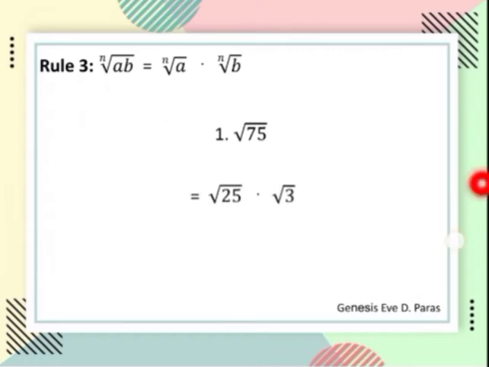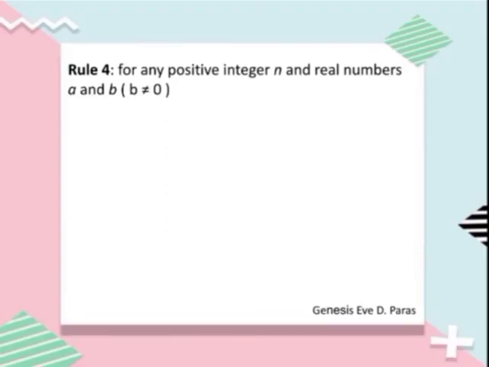Dahil perfect square ang 25, pwede siyang lumabas kaya ito'y magiging 5 the square root of 3. Rule number 4. For any positive integer n and any real numbers a and b, b is not equal to 0.